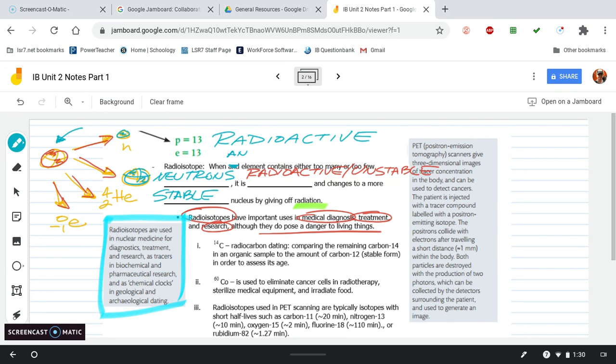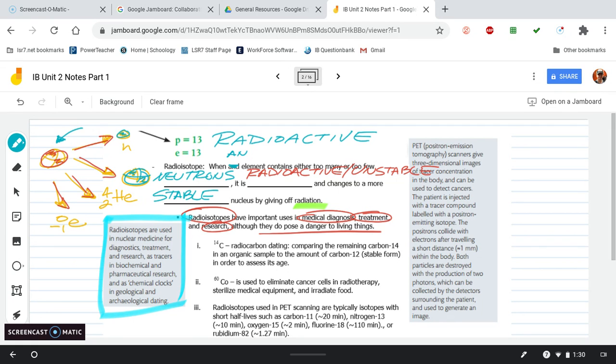So radioisotopes are used in nuclear medicine. All right, so what does that look like? You have something that they need to look at internally in your body, and they can give you a chemical cocktail, and then they can image your body, and the imaging system can pick up on those tracers that they put in your body. Where are they located?